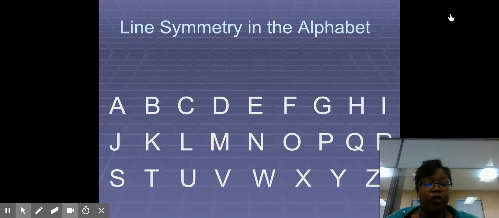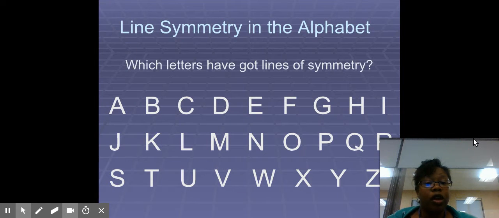Line symmetry in the alphabet. What I'd like for you to do is see if you can figure out which of these letters have lines of symmetry. Hopefully you have a couple in your head. I'll give you just a minute and second more.